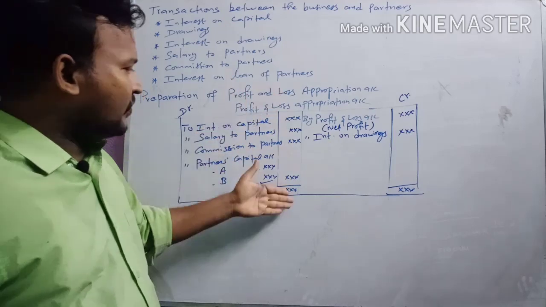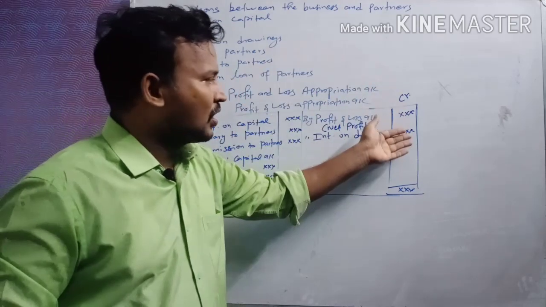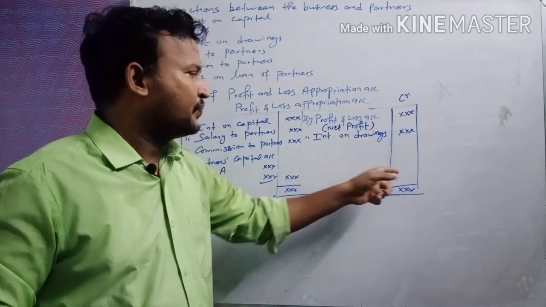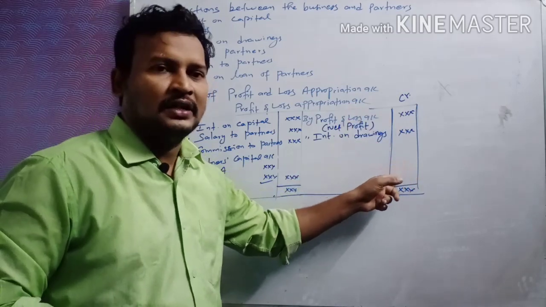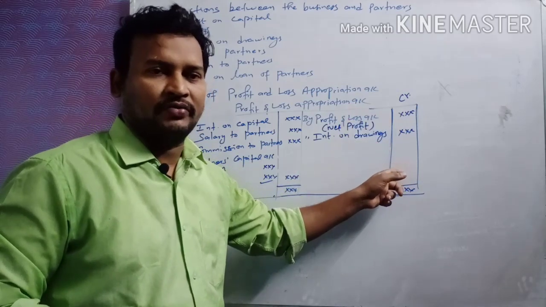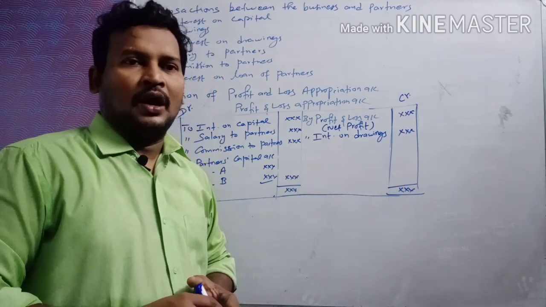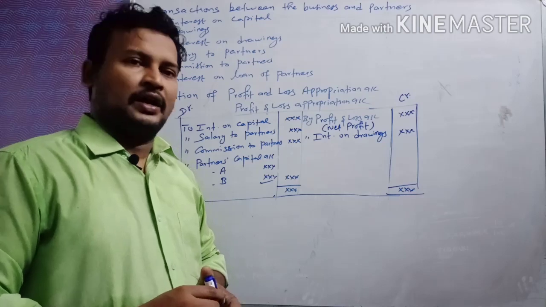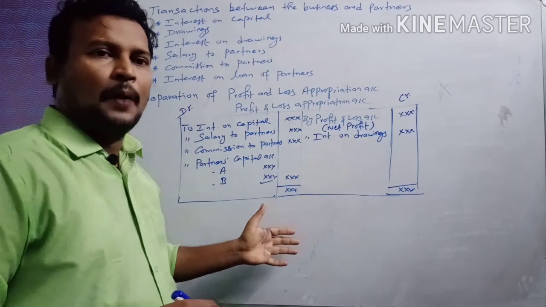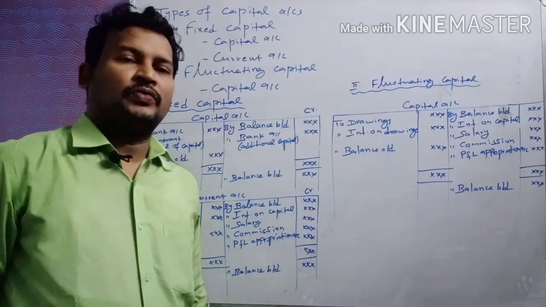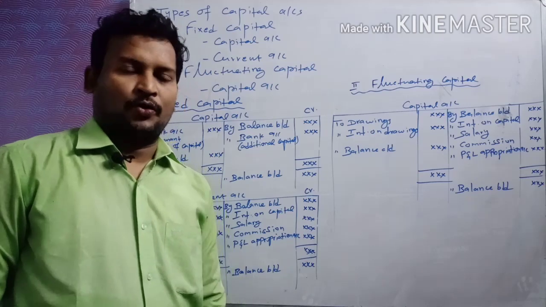Sometimes the total of debit side may be higher than the total of credit side. In such a situation, the balance will come in the credit side. This is loss. This also should be shared among the partners on the agreed profit sharing ratio. So this is profit and loss appropriation account. Now we will see the types of capital accounts.